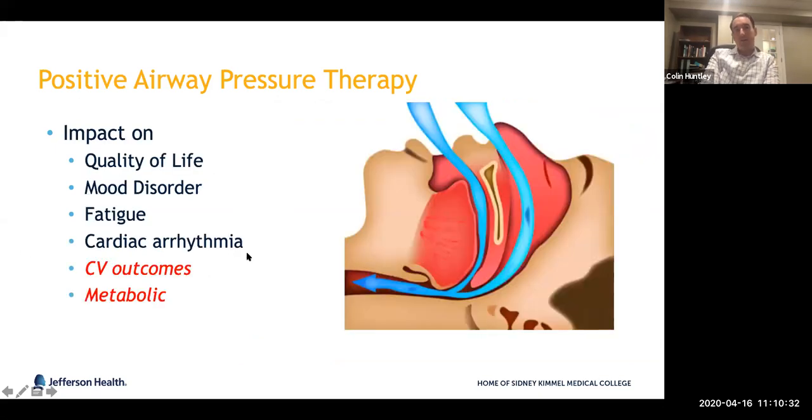Like I said, CPAP we know has significant impact on quality of life, daytime fatigue, mood disorders, cardiac arrhythmia. The reason I have cardiovascular outcomes and metabolic outcomes italicized and in red is the data is not definitive to say CPAP offers drastic improvement in these outcomes. We know that it does impact blood pressure. With that being said, it impacts blood pressure somewhere between 4 and 10 millimeters of mercury, both systolic and diastolic. I always ask the question to our medical colleagues if this is clinically significant.